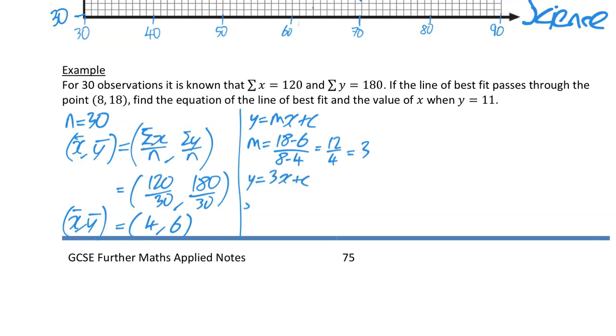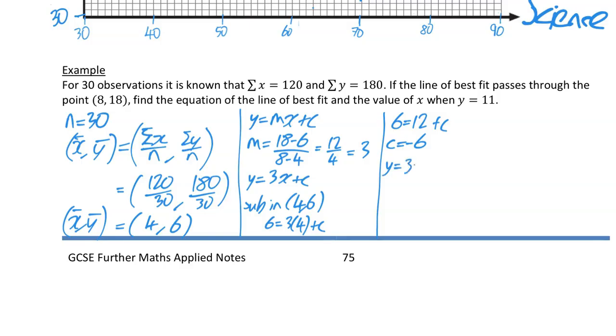I'm going to then sub in 6, just because the numbers are slightly smaller, make life a wee bit easier. So 6 is equal to 3 times the 4 plus c. That means 6 is equal to 12 plus c. So your c works out to be minus 6. So your line of best fit is y is equal to 3x minus 6.